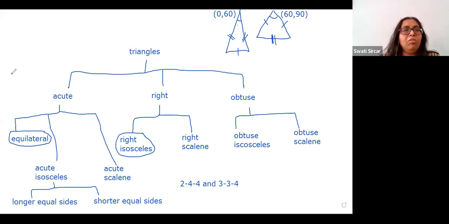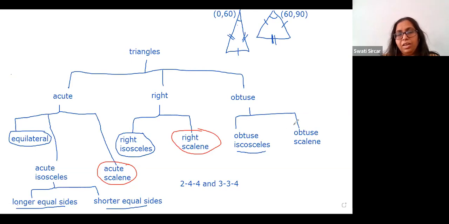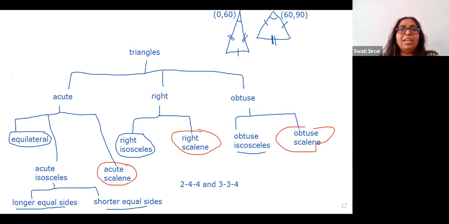So there are actually 5 different isosceles, the underlined and the circled ones, and 3 different scalene triangles. So in total there are 8 types of triangles. It's not 3 and 3. When you combine them, it becomes 8 types.